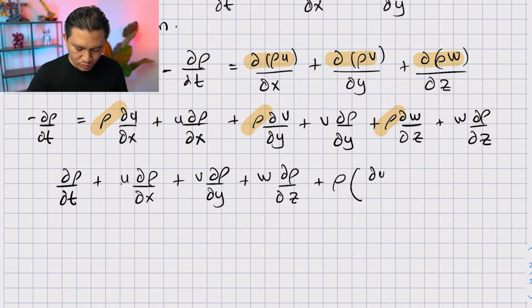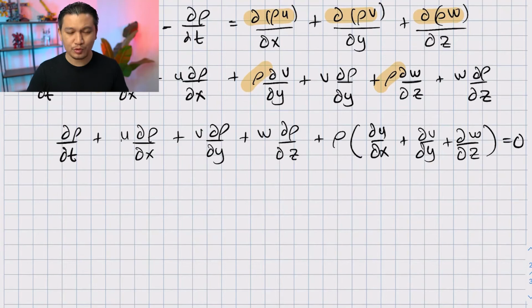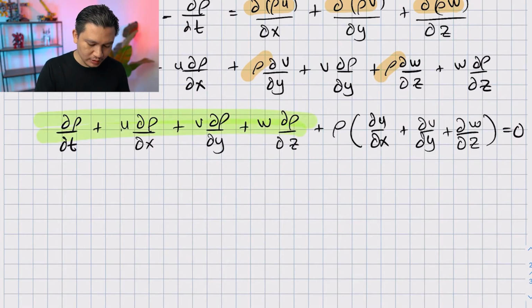This is del u over del x plus del v over del y plus del w over del z equal to 0. Now you may think that this equation might be getting too long and it becomes even more complicated. We were just trying to reduce it and simplify it so we can use it later. But I assure you that this is the process of simplifying the equation. Okay? And if you notice here, these terms are called the substantial derivative.